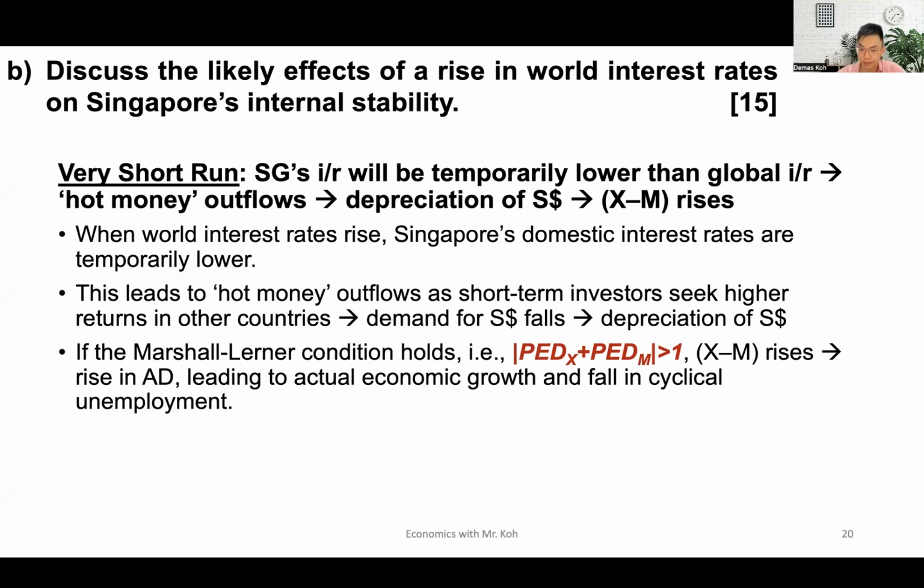When world interest rates rise, Singapore's domestic interest rates are temporarily lower, leading to hot money outflows as short-term investors seek higher returns in other countries. So the demand for the Singapore dollar falls, leading to a depreciation. And if the Marshall-Lerner condition holds, that is the sum of the magnitudes of the price elasticities of demand for export and import is greater than 1, then net exports would rise, leading to a rise in AD and causing actual economic growth and a fall in cyclical unemployment.